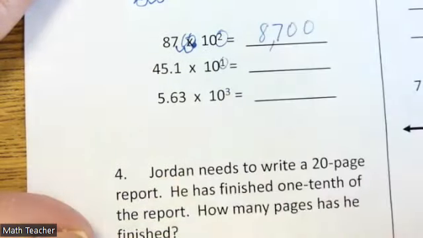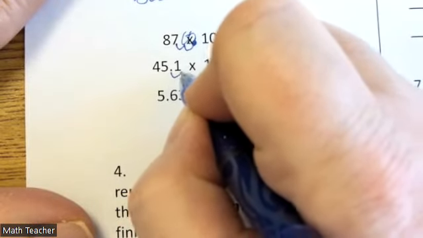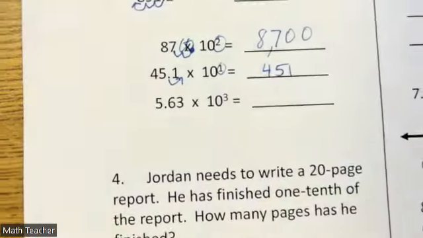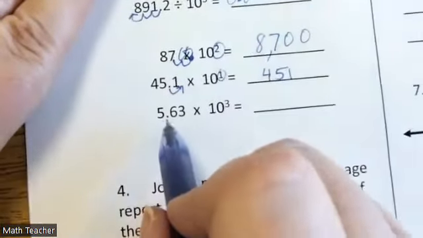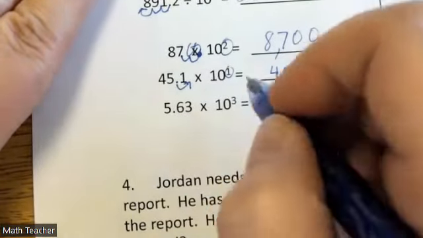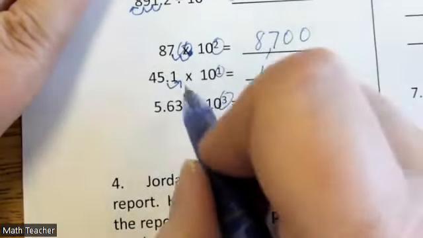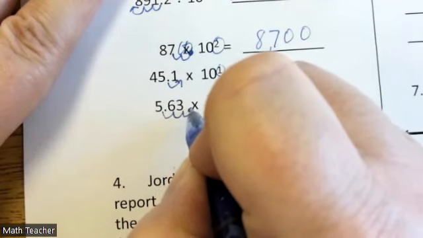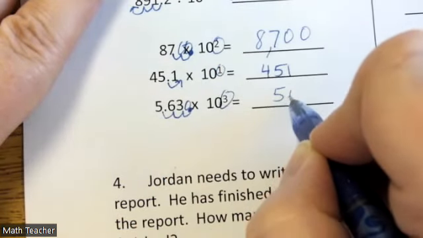Here we're multiplying by 10 to the first power, which is just 10. So we move our decimal 1 place to the right. We get 451. Okay, and then we have 563 times 10 to the third. So multiplying by 10 to the third, we move our decimal 3 places to the right. 1, 2, and 3. 5,630.